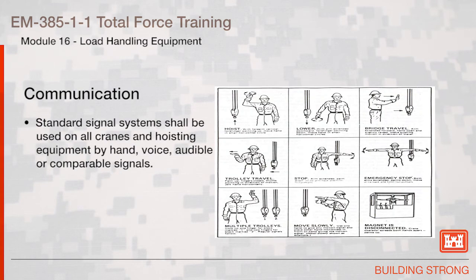Standard signal systems shall be used on all cranes and hoisting equipment by hand, voice, audible, or comparable signals. The following table shows an example of some of the most common hand signals, including hoist, lower, bridge travel, trolley travel, stop, emergency stop, multiple trolleys, move slowly, and when the magnet is disconnected.